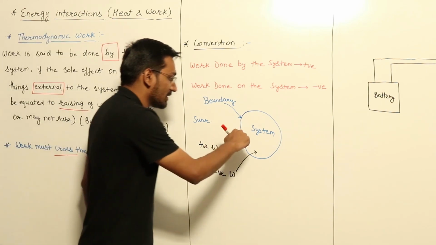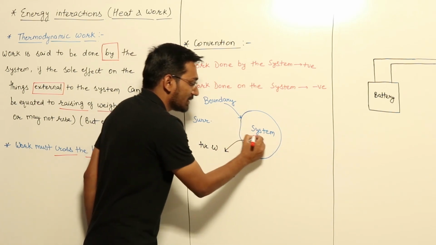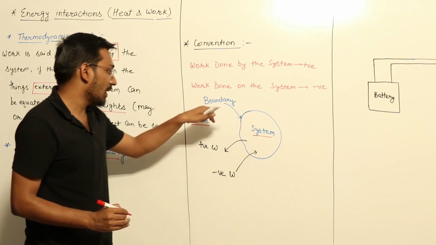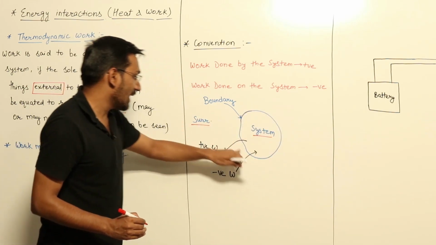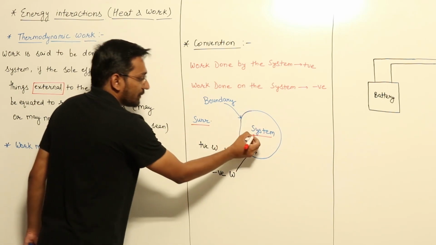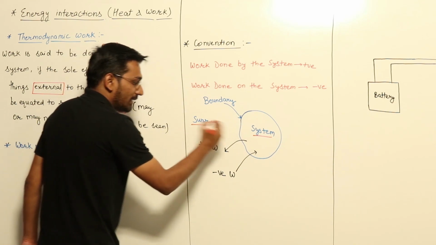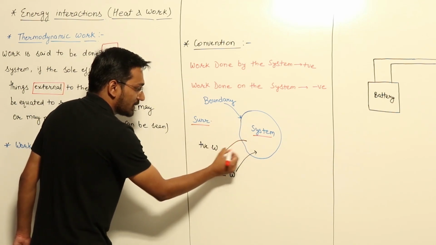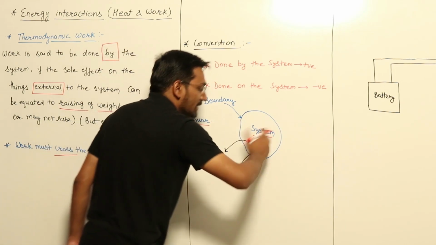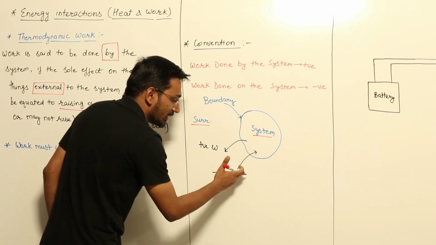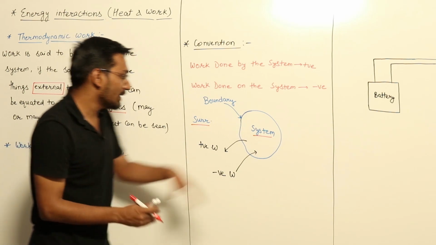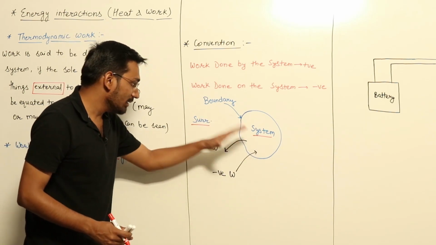Let us suppose this is our system, and external to the system is our surrounding, and system and surrounding interact with the help of this boundary. This is the boundary. So if the system is doing some work on the surrounding, this is the work which the system is doing on the surrounding, and this is the work which the surrounding is doing on the system. This is the work done on the system, this is the work done by the system. So these two works can cross the boundary.